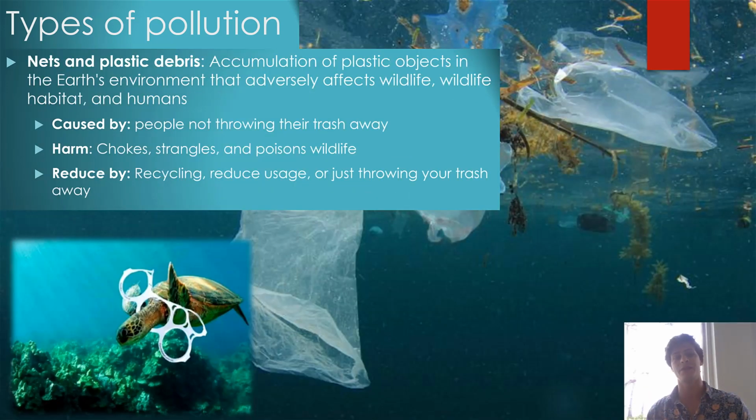Now, perhaps the most infamous form of pollution these days, especially when we look at the news and we see about the Great Pacific Garbage Patch, as well as all of the whales, some large mammals, turtles, and other megafauna that are dying as a result of this form of pollution, is nets and plastic debris. Basically, plastic pollution is the accumulation of plastic objects in Earth's environment that adversely affect wildlife habitat, as well as humans. It is basically caused by humans not throwing away their trash, which is the most depressing, stupid form of pollution that I can even imagine.